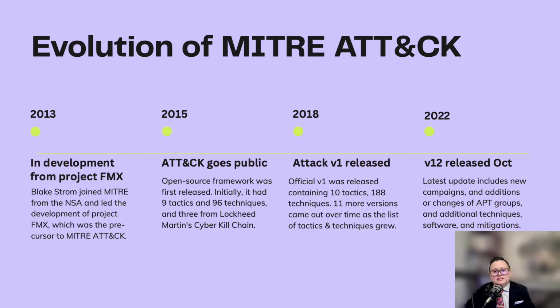And then in 2018, ATT&CK V1, the official version 1, was released, which contained 10 tactics and 188 techniques. And over the years, multiple versions came out, 11 more. And most recently, in October of 2022, last year, version 12 was released. The latest update includes new campaigns and additions or changes of APT groups and additional techniques, software, and mitigations. And there are hundreds and hundreds of techniques and sub-techniques added in there.